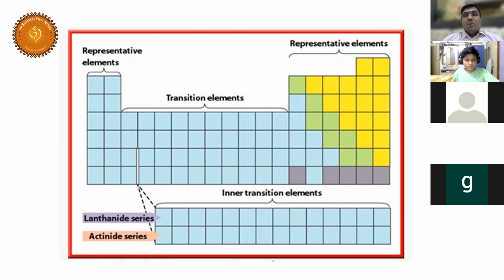So this is how the periodic table looks. This is the basic structure of a periodic table. You can see my cursor here. These elements are called representative elements. These are called S block elements. S and P block elements are called representative elements. This is an S block, this is an S block, and this is a P block. And in between, there are transition elements.